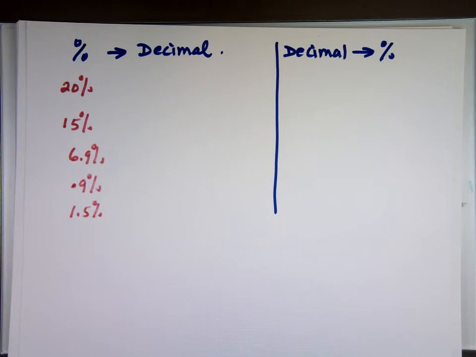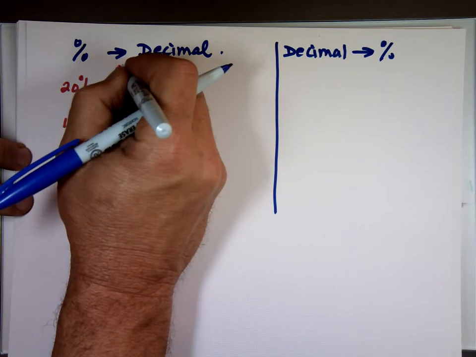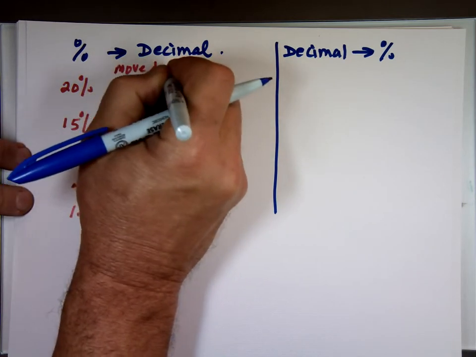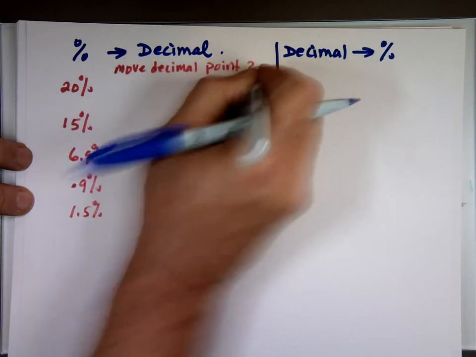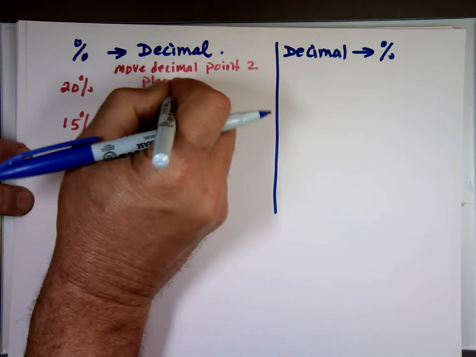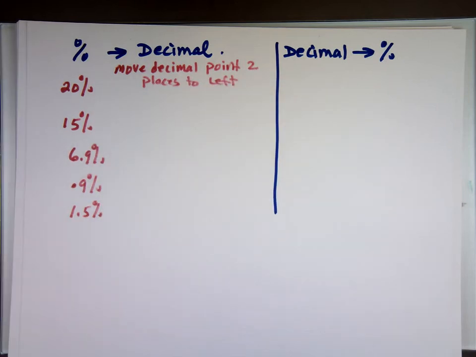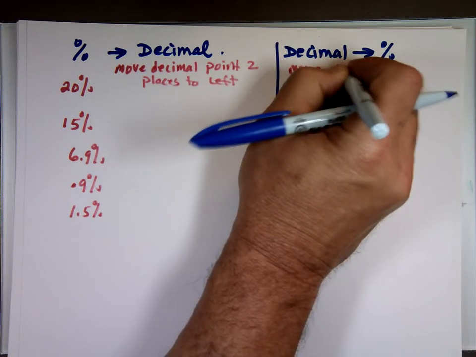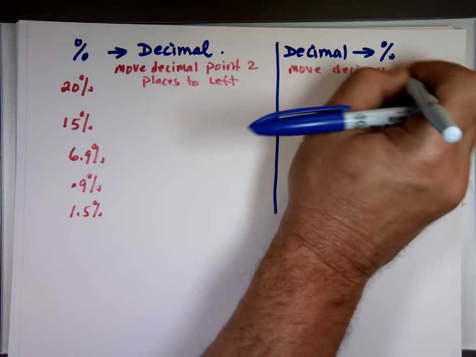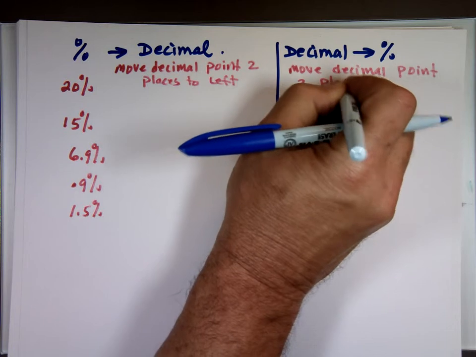There's no division here, I can tell you that. Moving the decimal point. How many places? Two. Which direction? To the left. Very good. Move decimal point two places to the left. And for the other one, when we get to it, move decimal point two places to which direction? To the right.